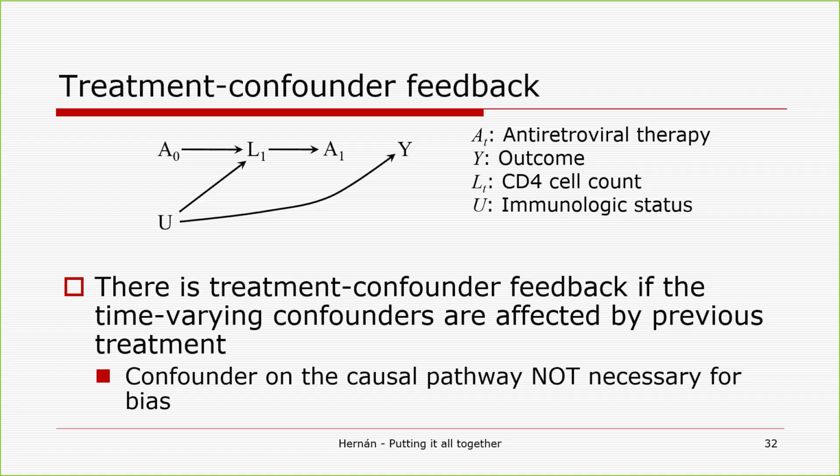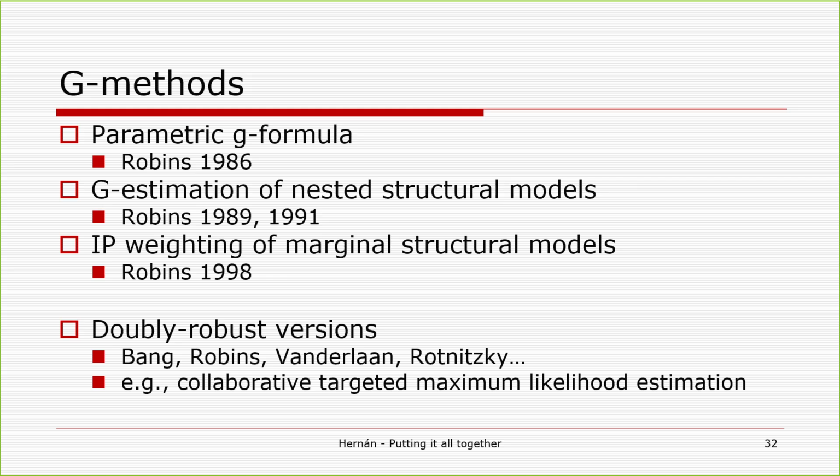That treatment-confounder feedback cannot be handled by standard statistical methods to adjust for all the confounders. That is why, when we are trying to estimate the effect of treatment strategies over time, we need to use G-methods. The three main groups of G-methods are the G-formula, G-estimation of structural nested models, which was not represented in the symposium because it is not used much, and inverse probability weighting of marginal structural models.